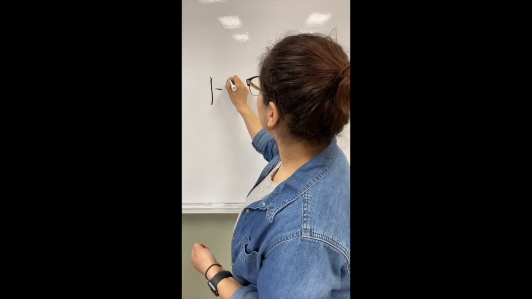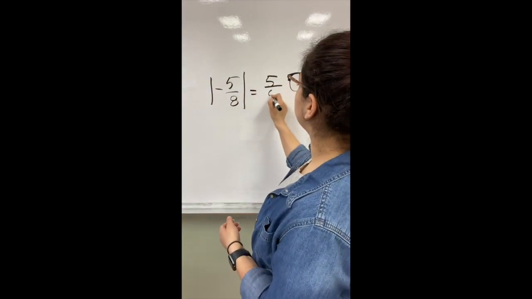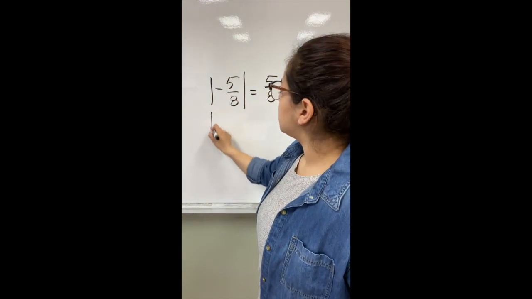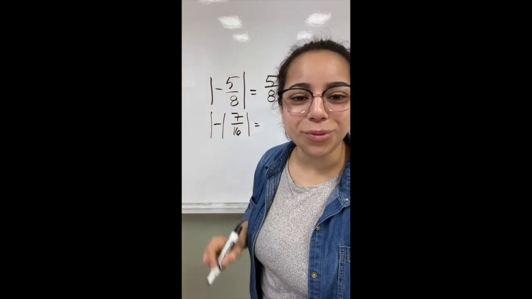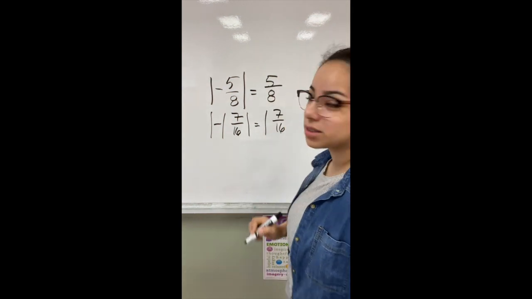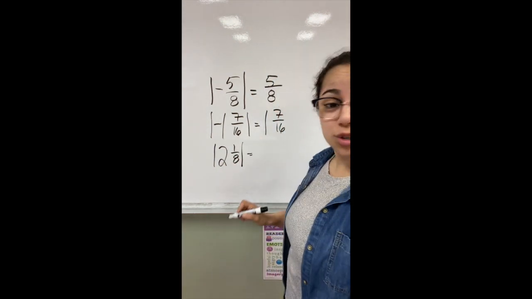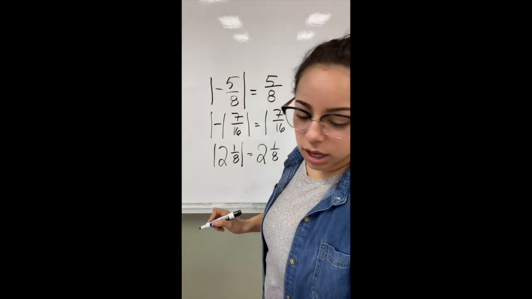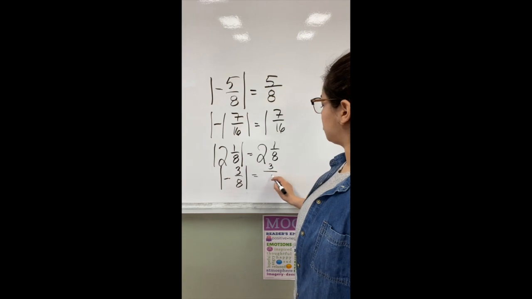You ready? Okay, so the first one is -5/8. Remember, absolute value of any number is just the positive form of that number, so it's just going to be 5/8. Next is -1 and 7/16. Again, they're trying to treat us like we're dumb. We are not dumb. This is just 1 and 7/16, positive. The next one is +2 and 1/8. Well, it's just 2 and 1/8. And the last one is -3/8. Well, that's just 3/8. Easy peasy lemon squeezy. Awesome. So go ahead and skip number 3 where it says explain.